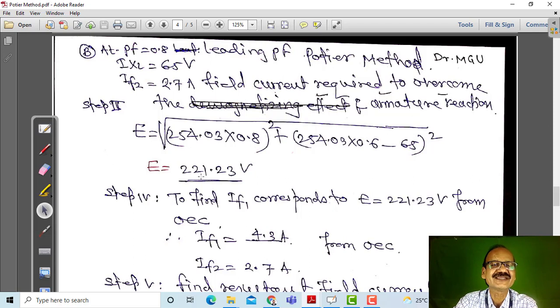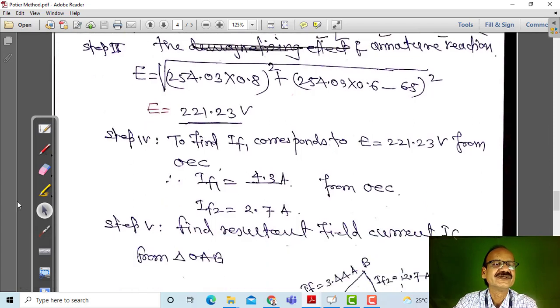So the answer E equals 221.23 volt. Now find IF1. IF1 corresponding to E equal to 221.23 from the OCC, and it has been observed that it is 4.3 ampere. Now we will check it from the graph.